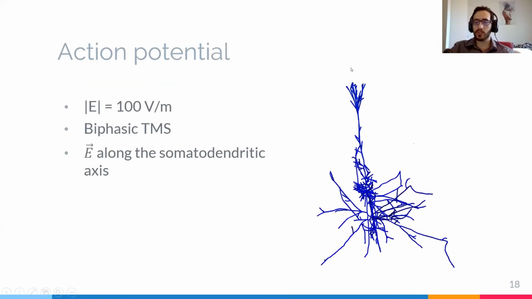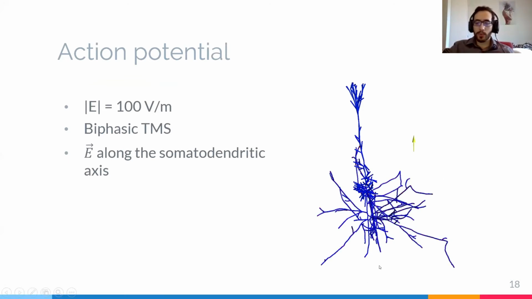This is the same pyramidal neuron that we have. And when we apply TMS, a biphasic pulse, we see that there is a depolarization happening at an axon terminal, and the action potential is propagated through the soma, and after that everywhere in the neuron. And so for this neuron, these are apical dendrites, and most of the other branches down here are axons.